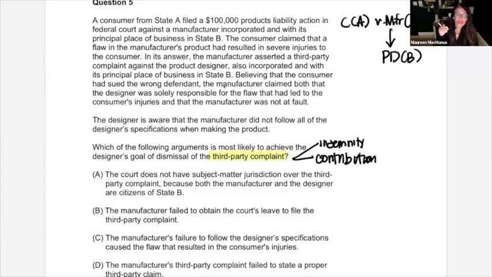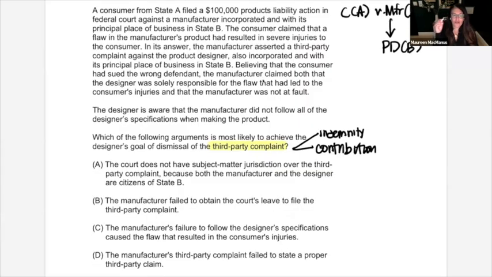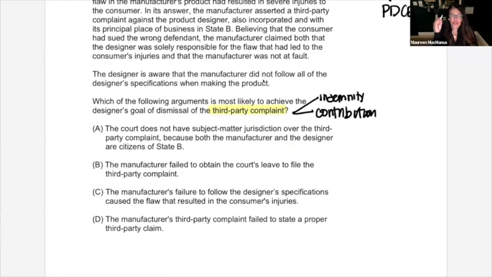You can go basically right to the correct answer and have some confidence. All right, so which of the following is most likely to achieve the goal of dismissal of the third-party complaint?